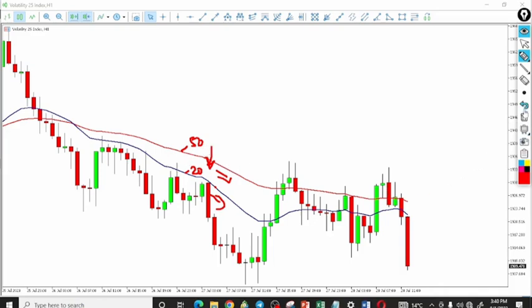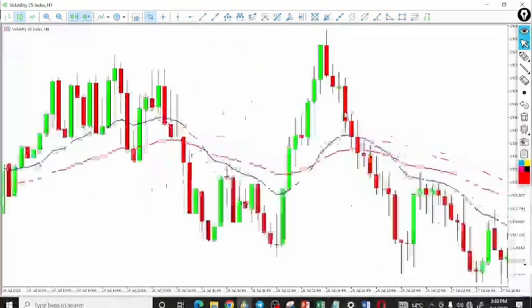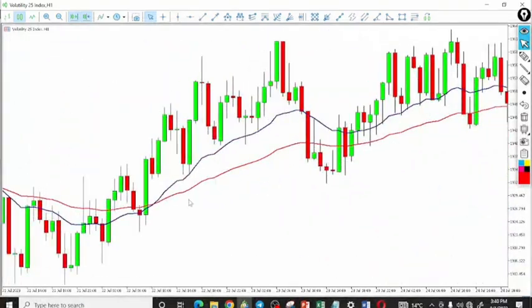So if the 20 is below the 50, that simply means we are in a downtrend. If we go in an uptrend, let me show you. If the market is in an uptrend, the moving averages are going to be changing in the order, right? So now we have the 20 being above the 50. This is the 20, the blue one, and this is the 50. And now we can see that the market is moving in an uptrend. That's how you use the moving averages in the best way.